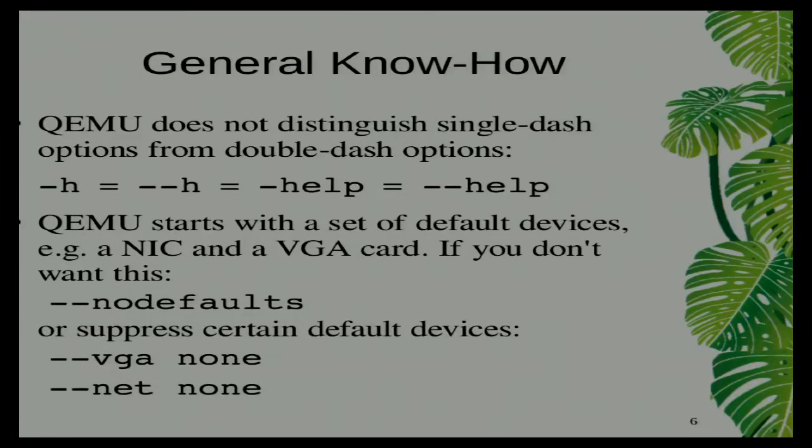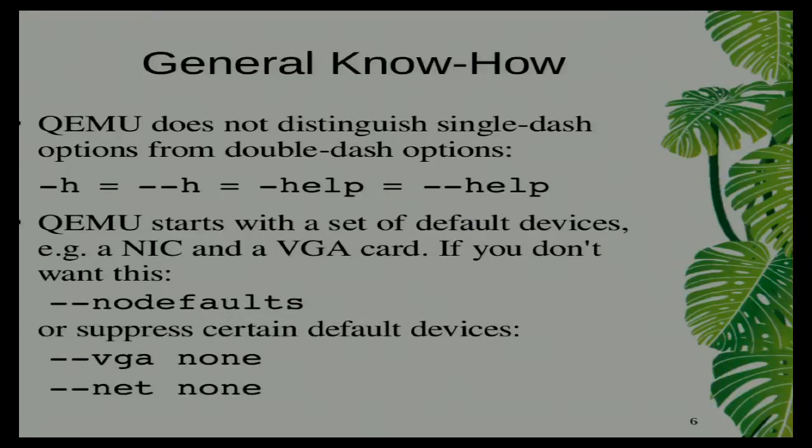First thing to notice is that QEMU does not distinguish between single dash parameters and double dash parameters like most other GNU tools are doing it. So -help is exactly the same as --help.